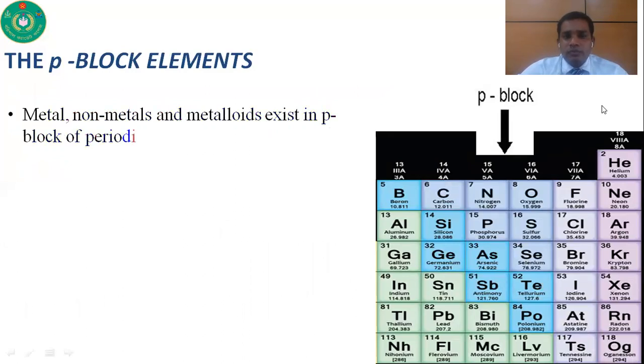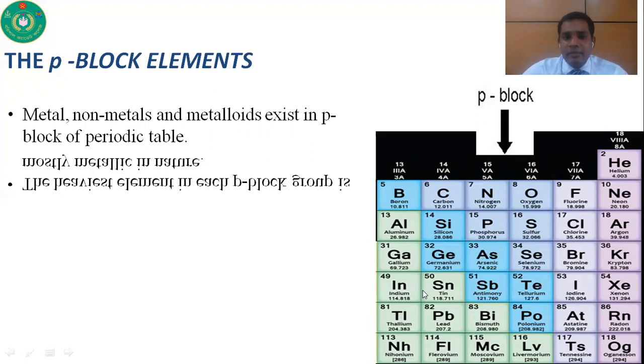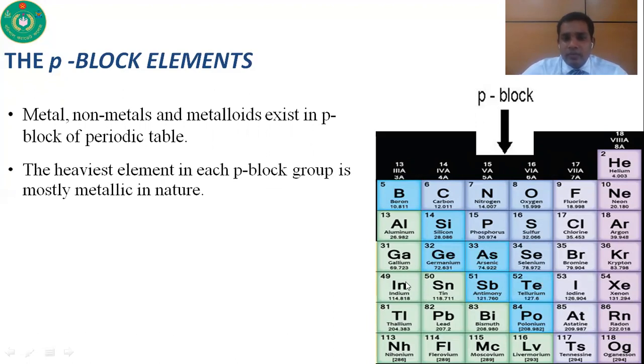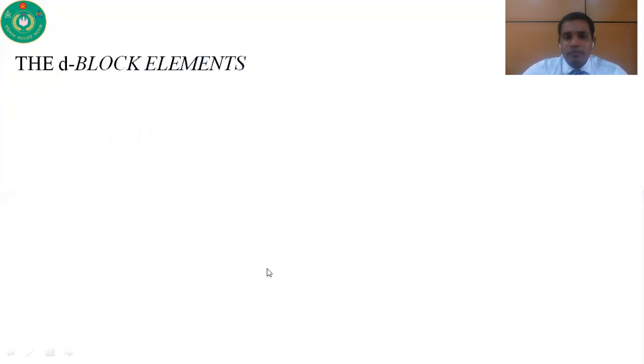So now, these are the metals, these are the non-metals, and these are the metalloids. All three types of elements are present in p block elements, and the heaviest elements in p block are metals. Non-metallic character of elements decreases down the group.